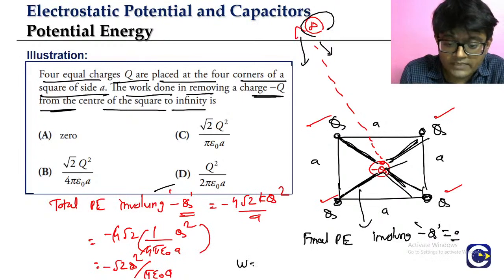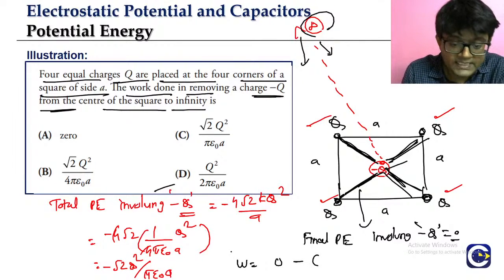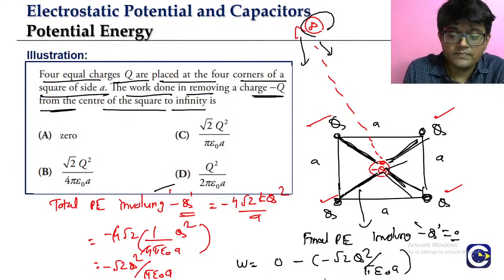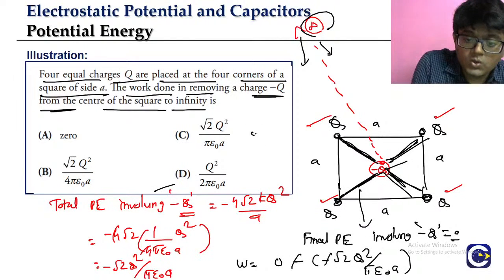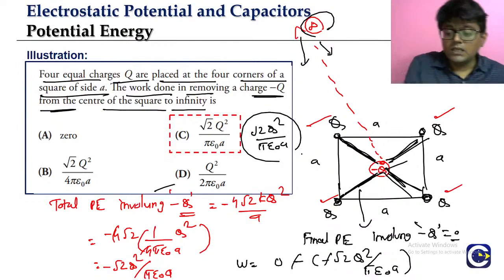So இதுல work to be done will be what? Change in potential energy தானா, which means final potential energy 0 minus initial potential energy, minus root 2 q square by pi epsilon naught into a. இதுல பாருங்க minus minus will become plus. So what is the answer? Root 2 q square by pi epsilon naught into a. So this is the work to be done in moving the minus q from the center of the square up to infinity.